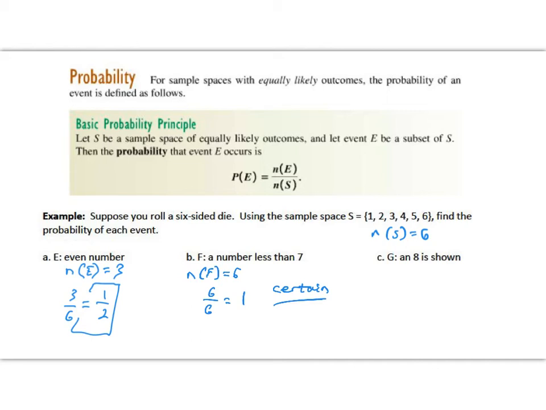Okay. And then we have this part C here where event G, an 8 is shown. Well, is there any way to roll an 8 on a six-sided die? The answer is, well, not a typical one for sure. So the probability here would be 0 out of 6. And the word that we use to describe that is impossible. So that's an impossible event. It is never going to happen.